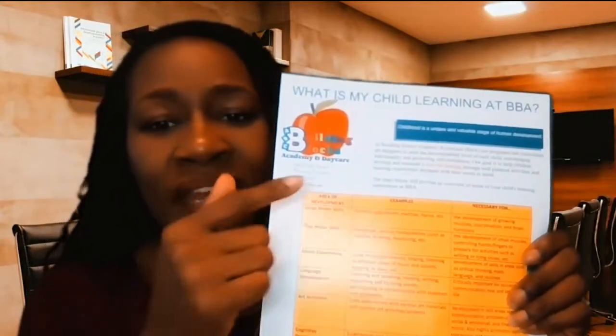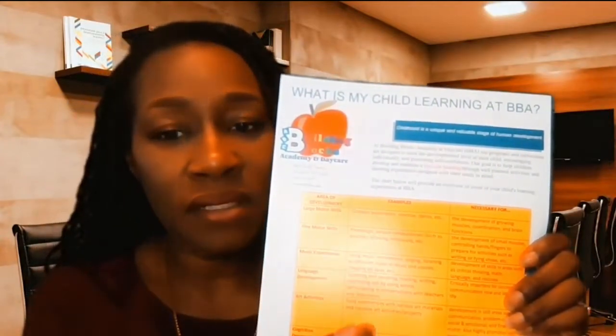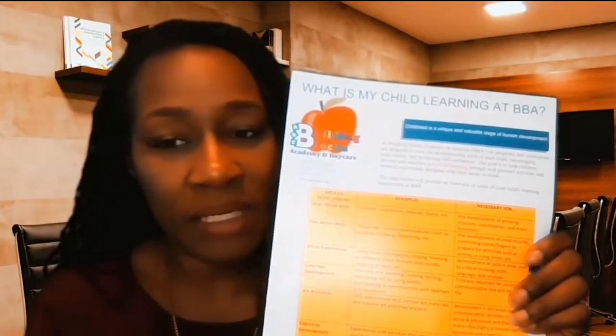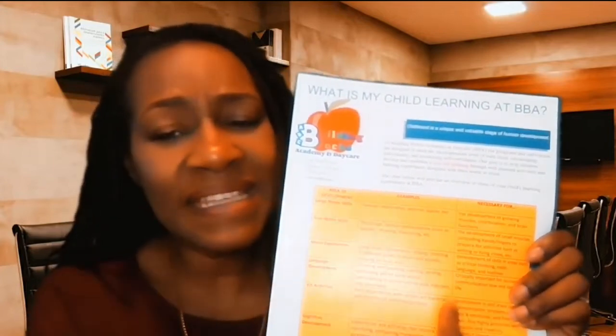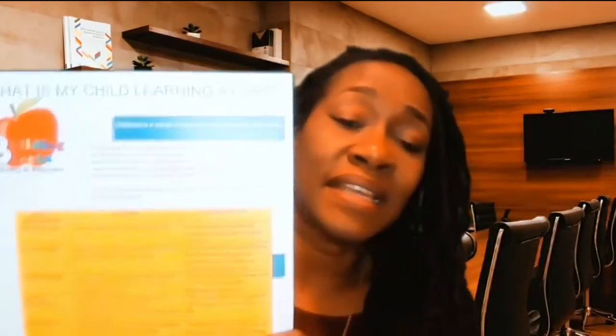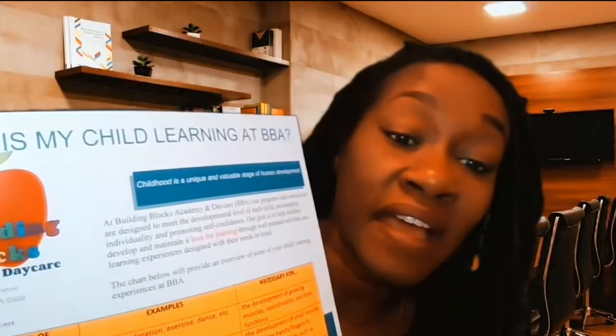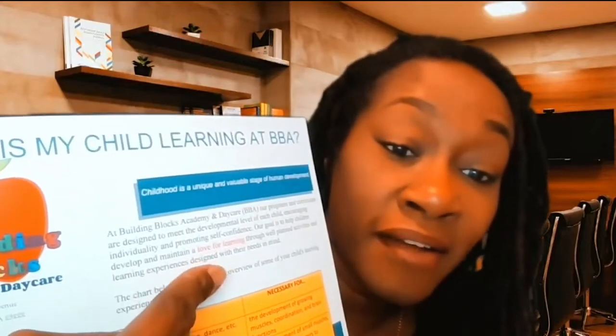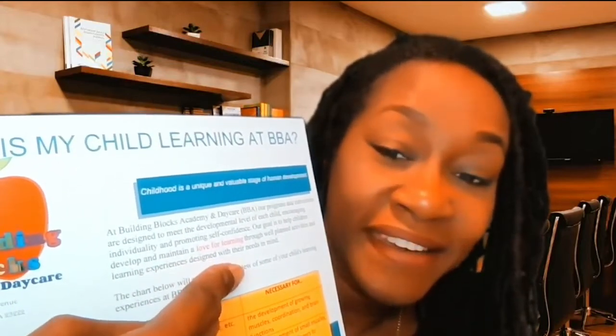So right here, what I'm doing, just so you know, is I'm talking to them about areas of development. I know it's hard to see. Then I'm giving them examples of how we approach those areas. And then I'm telling them what it's necessary for. Now, this was important to me because I needed them to understand that we are developing a love for learning. I'm educating my parents by utilizing this resource that, again, we created for our program.